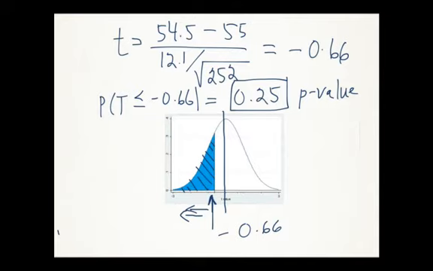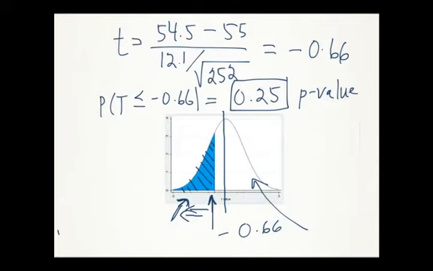So this is called a one-sided p-value, right? Why is it called one-sided? Because we only looked at this side of the curve. We didn't look over here at all. It's called a one-sided p-value.